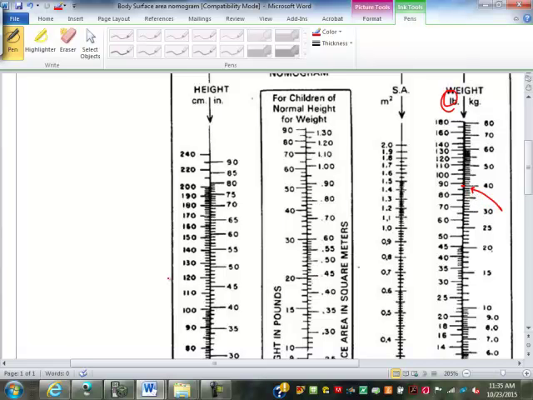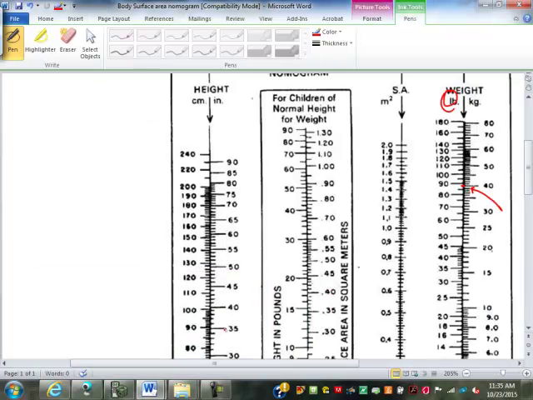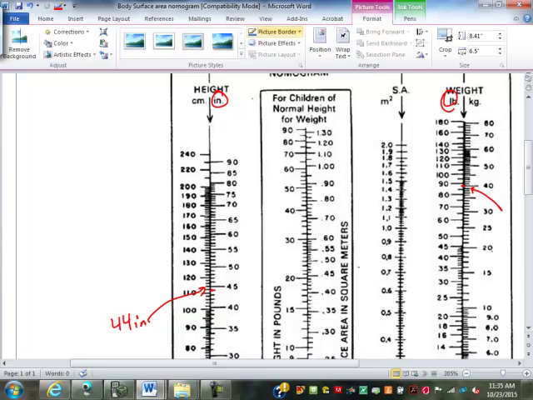44 inches tall. Is that what I said, really? Okay, kind of a chunky little guy, but okay. 44 inches tall is going to be right about there. This is the inches side over here, so this is the 44 inches. Poor kid.